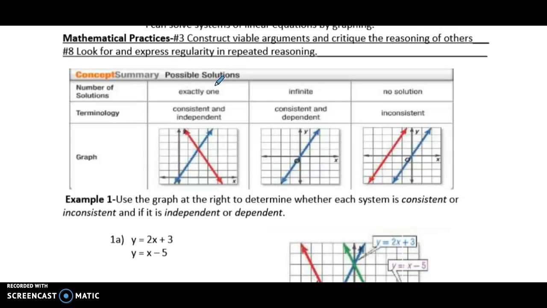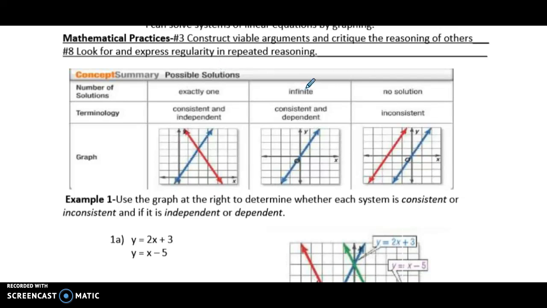If you get exactly one solution, we call that consistent and independent. Consistent means there is a solution, and independent means there's one solution. They're independent of each other. So if you have one solution, your graph should look something like this.